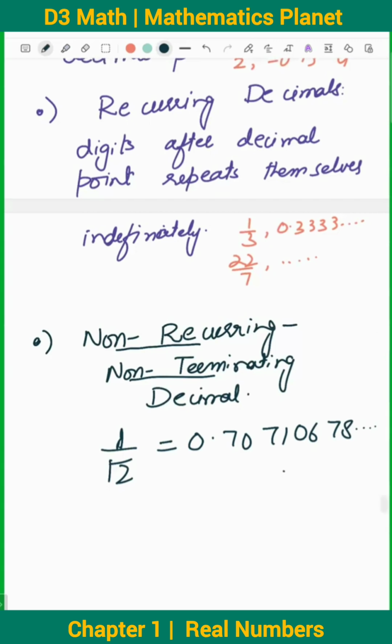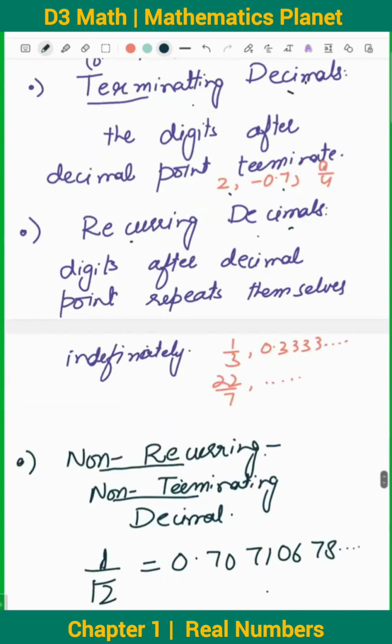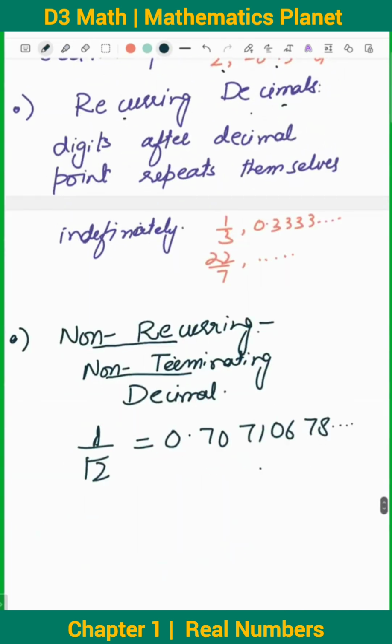So we have three types of decimals. Number one is terminating decimals. Number two is recurring decimals, and number three is non-recurring, non-terminating decimals. Terminating decimals are those which terminate or finish, like 2, minus 0.7, 9/4. In recurring decimals, the same number after the decimal point keeps on repeating. Such a decimal is called a recurring decimal. A non-recurring, non-terminating decimal is a number that neither repeats nor terminates. Such decimals are called non-recurring, non-terminating decimals.